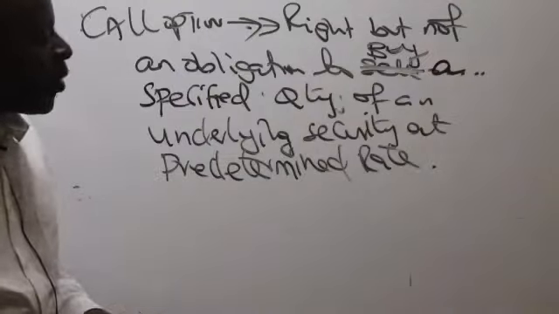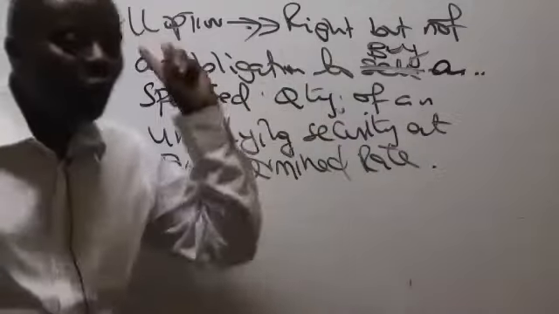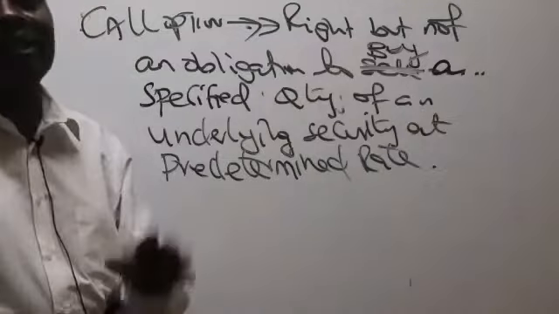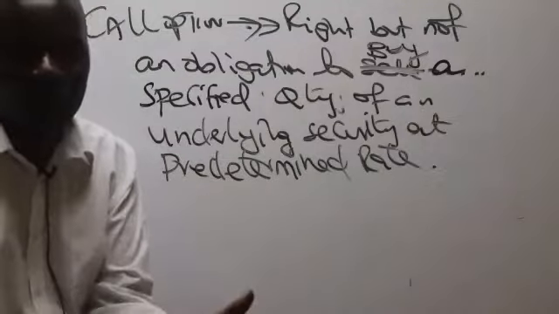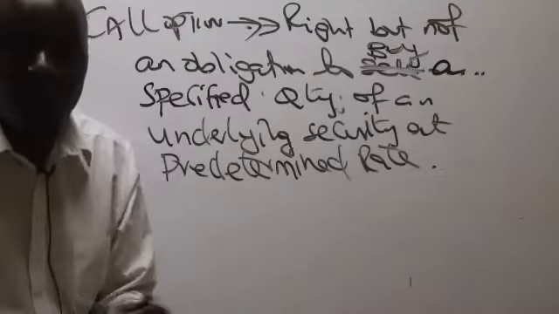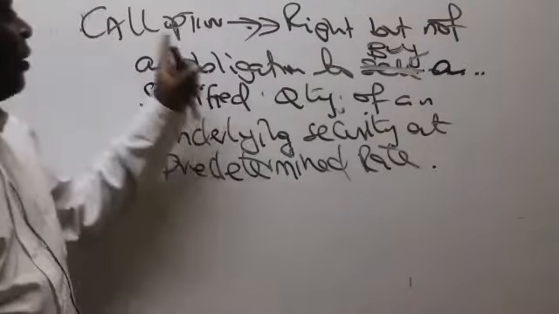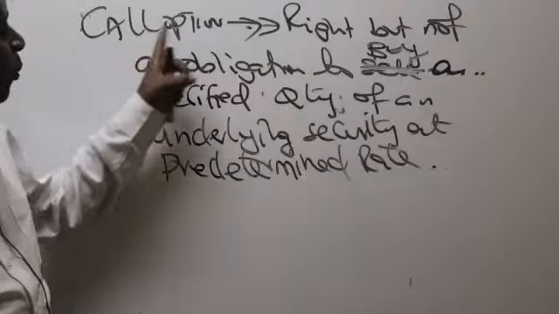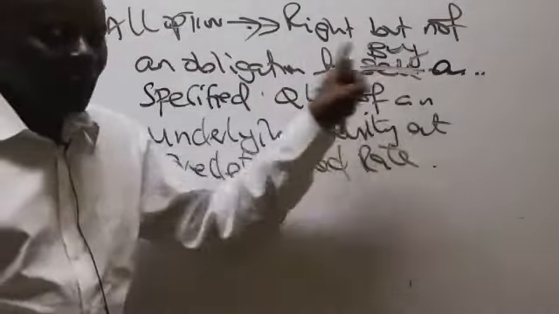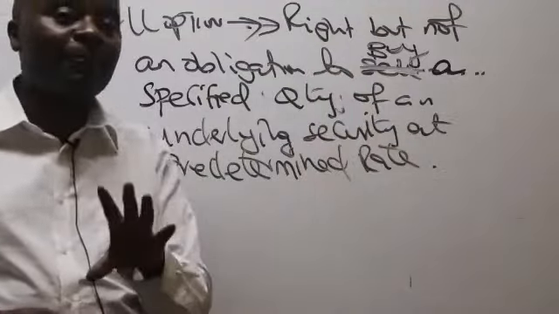It gives you the right, but not an obligation, to buy. Because when you are calling like this, somebody comes with his merchandise, you look at them and smile, and that person comes. You are calling this person to buy their things. So when you talk of a call option, this gives you the right, but not an obligation, to buy. But a put gives you the right, but not an obligation, to sell.